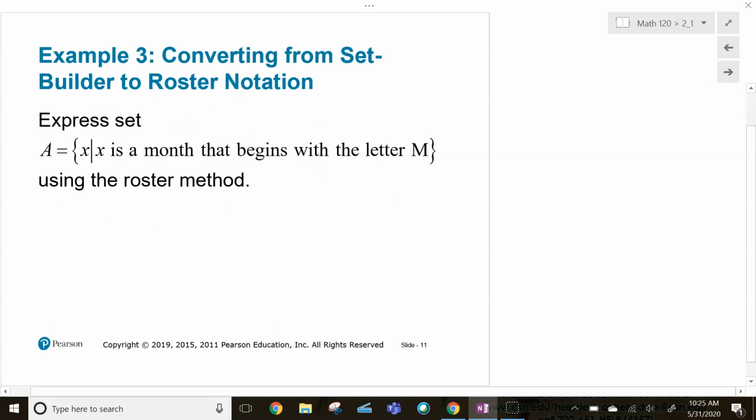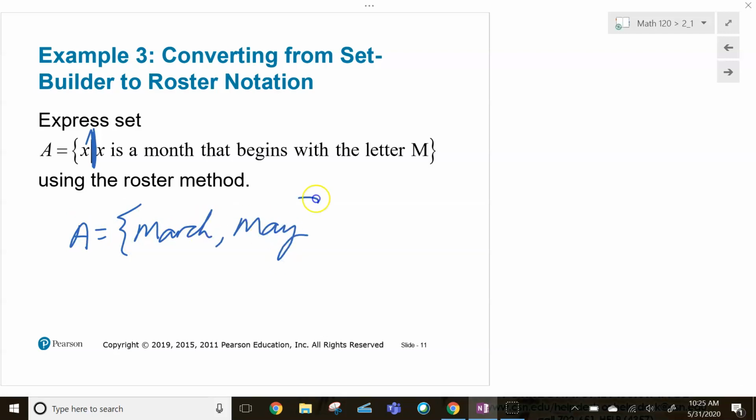Let's express this set, which is currently in set builder notation, in roster notation. The set of all elements x such that x is a month that begins with the letter M. If we do this in roster method, we say that's March and May.